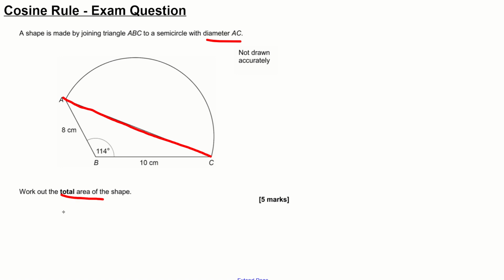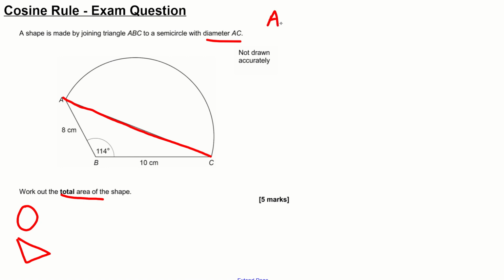We know the only way we're going to work this out is if we work out the area of the circle and the area of the triangle. So we now need to go about our business and work out the area of each of the two shapes. To work out the area of a semicircle, we need the area of a circle. If we go to our formula sheet, there we have it. Area of a circle is pi r squared.